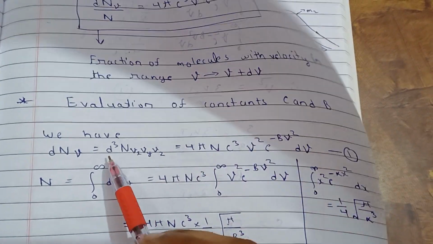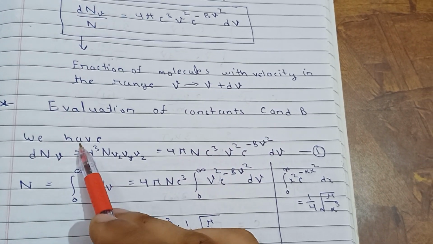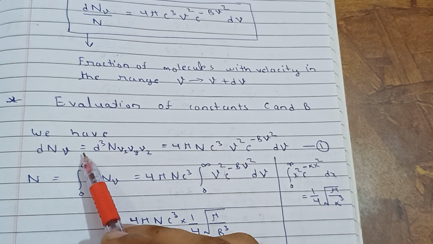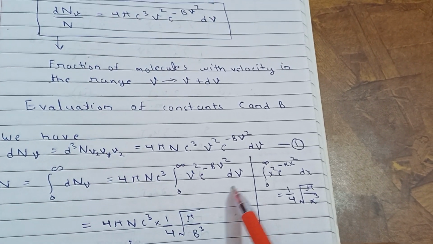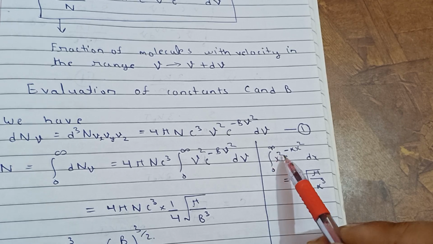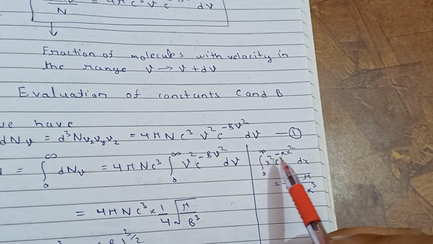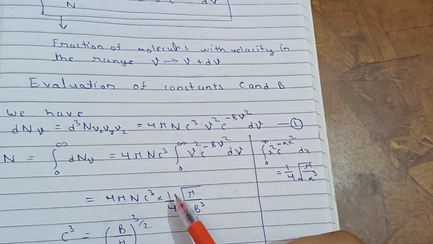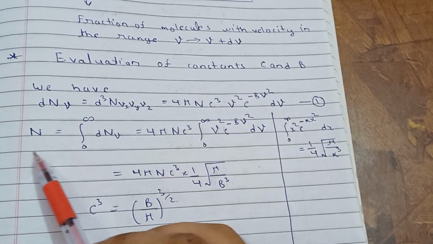Now we know if we integrate for all particles, from 0 to infinity for all the velocities, that will give you the total number of particles n. So let's integrate, take this inside. Now this integral, you must remember this result: x squared exponential minus alpha x squared dx will give you 1 upon 4 under root pi by alpha cubed. So just compare this. In place of alpha we have b here, so it will be 1 upon 4 under root pi by b cubed, and this is equal to n.